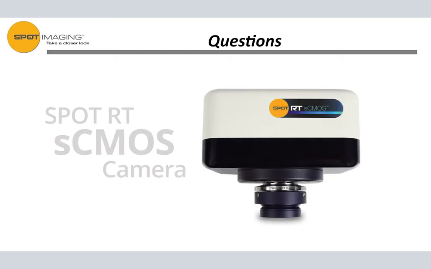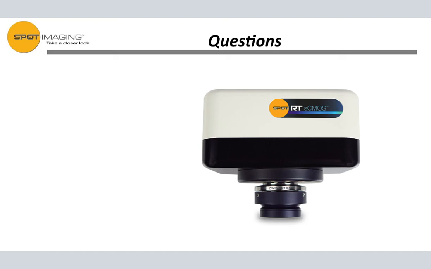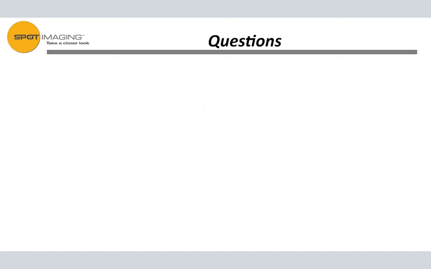For example, for renal pathology, we have several different sites that are using the Insight 5 and 12 megapixel cameras to capture the fluorescence and then easily switch over and do bright field imaging.